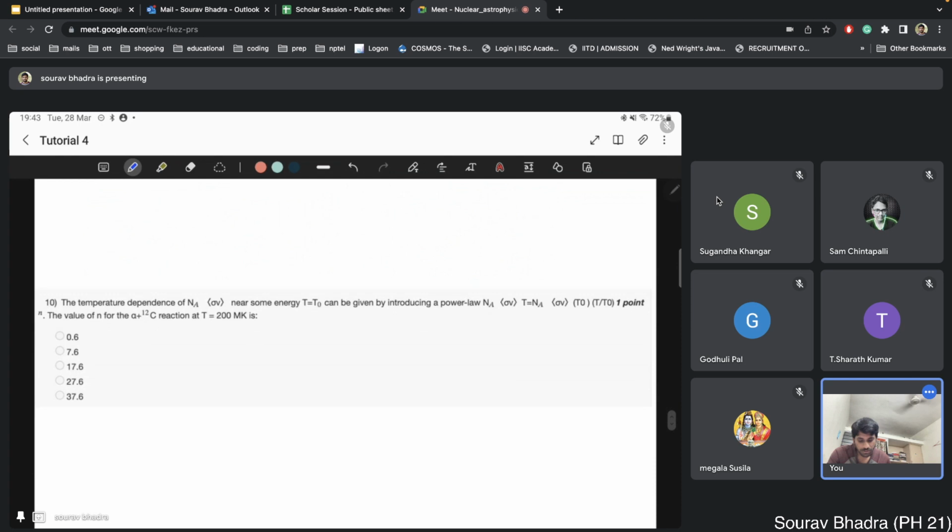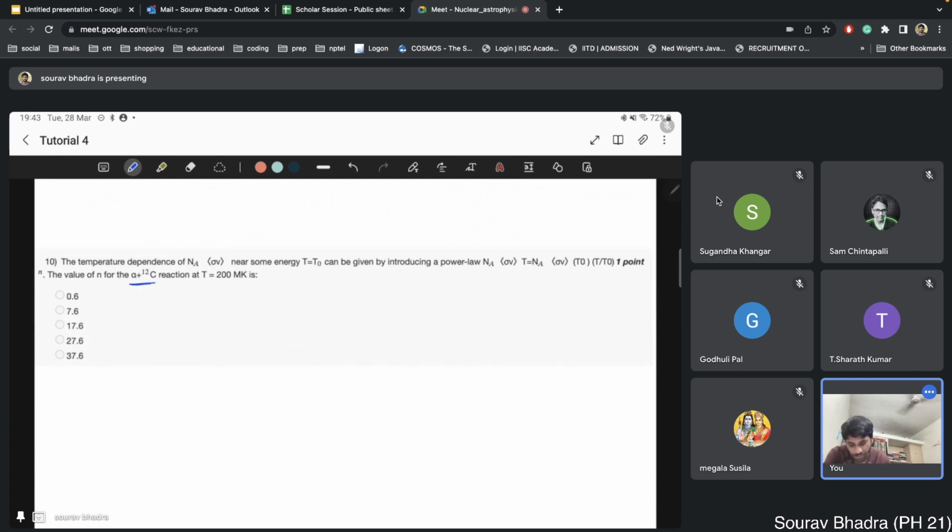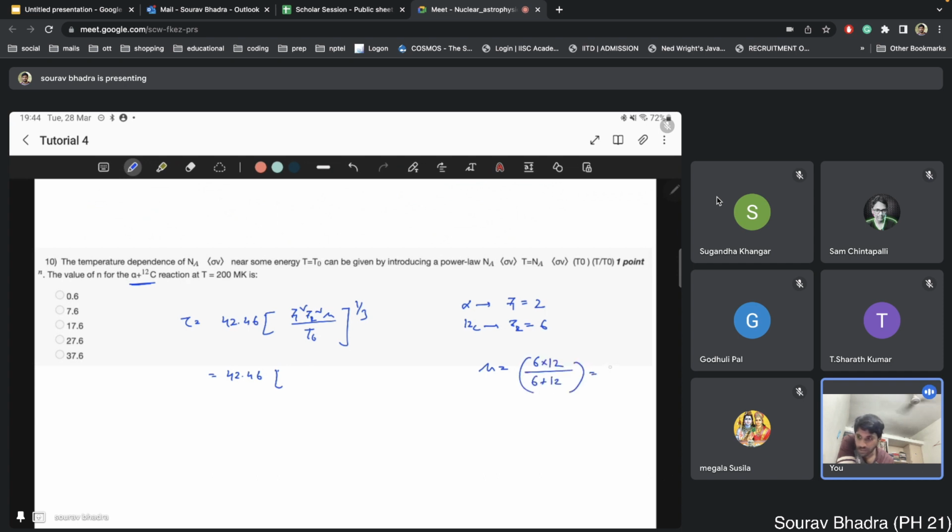Okay. Now another problem, same, but here the reaction is different. It is an alpha reaction on carbon-12. So here also we will do the same thing, just briefly. 42.46 Z1 squared Z2 squared mu by T6, to the power 1 by 3. For alpha, I am considering the first particle as alpha, Z1 is 2, and for carbon-12 your Z2 is 6, right? 12 is the mass number, that means 6 is the proton number Z2. So that is 42.46 mu. We have to calculate m1 times m2 by m1 plus m2 in AMU itself.